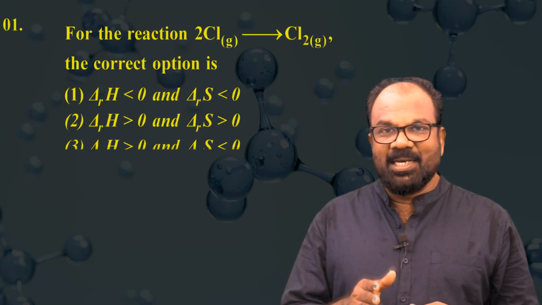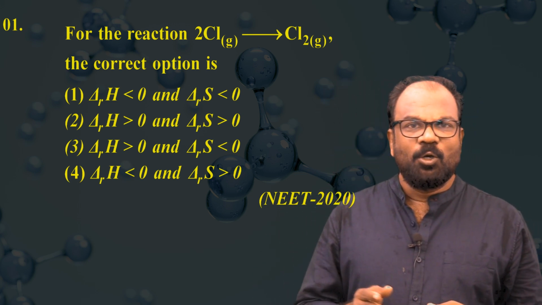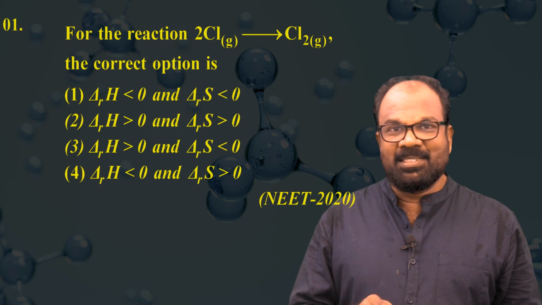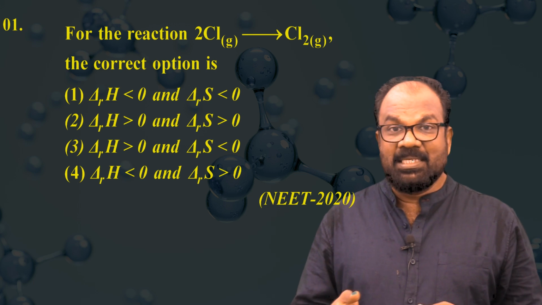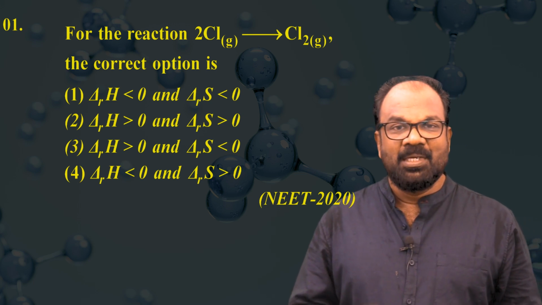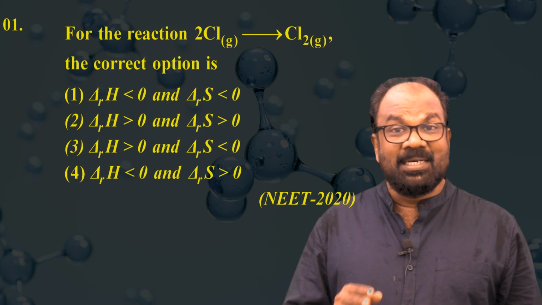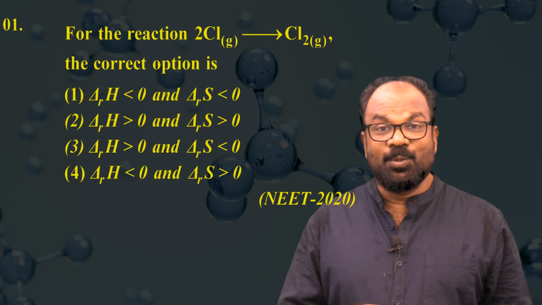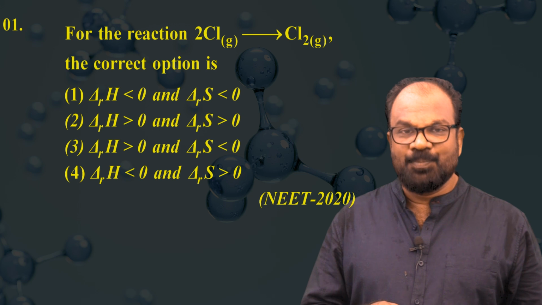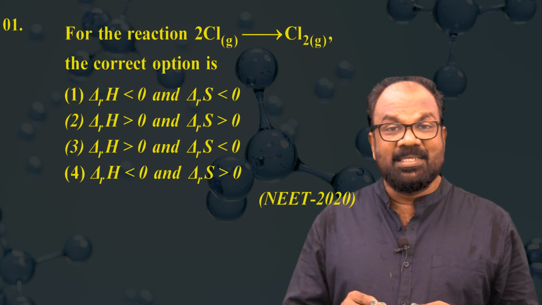Question number 1. For the reaction 2Cl gas giving Cl2 gas, the correct option is: option number 1, delta RH, that is enthalpy of reaction, is less than 0, and delta RS, that is entropy of reaction, less than 0. Option number 2, delta RH greater than 0 and delta RS greater than 0. Option number 3, delta RH greater than 0 and delta RS less than 0. Option number 4, delta RH less than 0 and delta RS greater than 0.